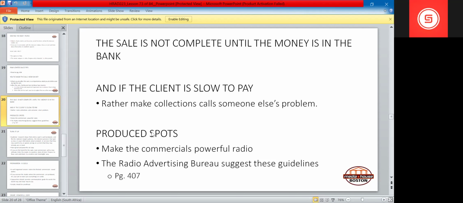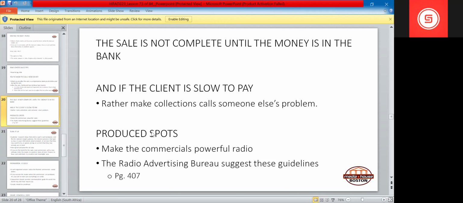So if the client is slow to pay, rather make collection calls someone else's problem. You as a salesperson want to make sure that you stay within that relationship that you've built instead of being a different person. You could get more of the admin people, or people within the traffic department, or an assistant to follow up on that, so that the image of you, that particular role that they have with you, that relationship from client to sales executive or salesperson, isn't tainted, quote unquote, right?